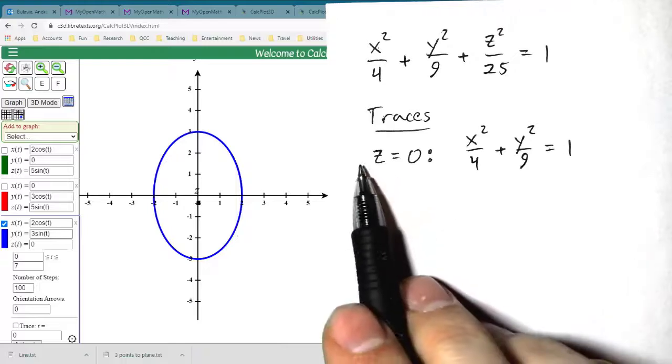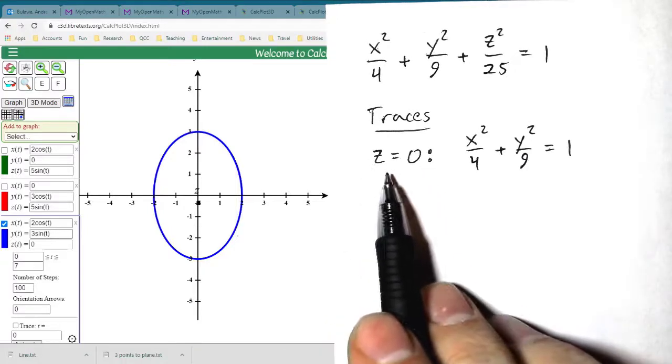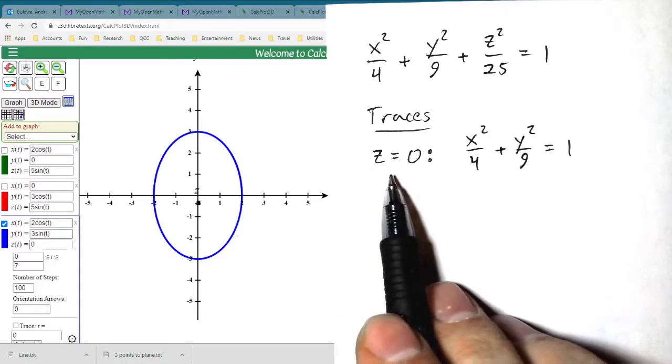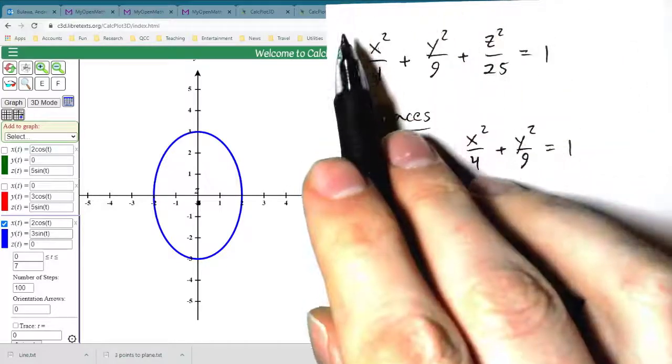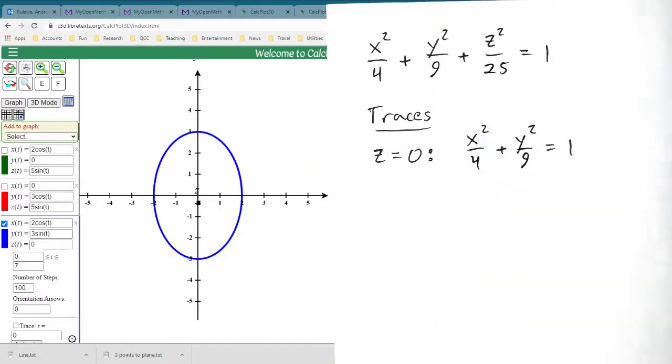Now, what did we do here? We set z equal to 0. So what we're doing is we're finding the intersection of whatever surface this is in the plane defined by z equals 0. Well, that is the xy plane, right?